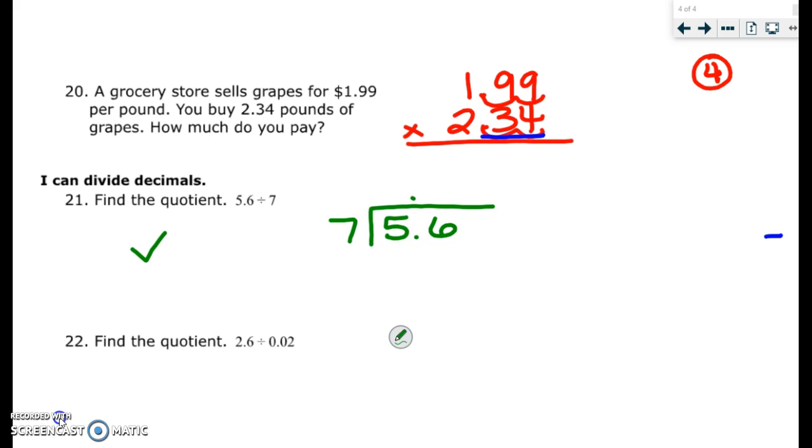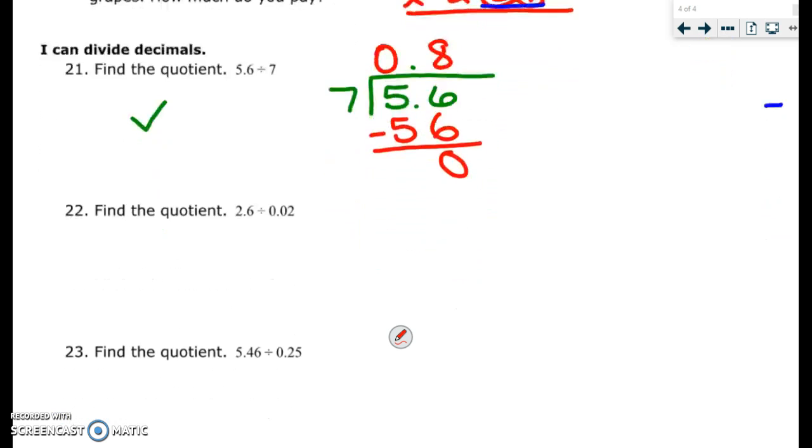So 7 goes into 5 0 times. And so then I would figure out how many times 7 goes into 56. And I know that is 8. And I multiply. 8 times 7 is 56. I subtract, and I bring down. And I'm left with none as a remainder. No need to round in any of these problems.